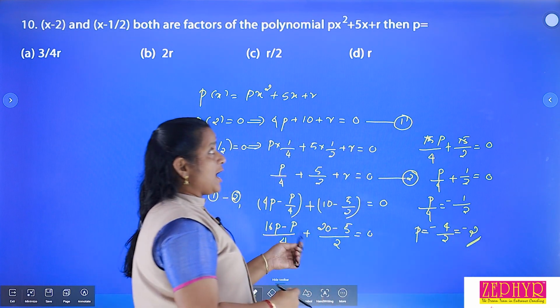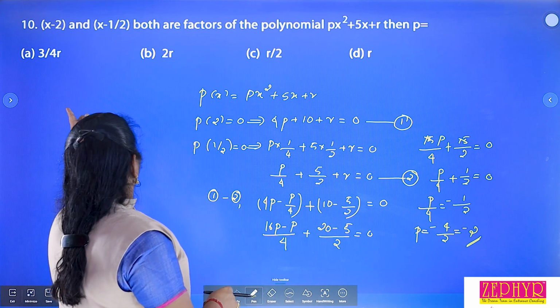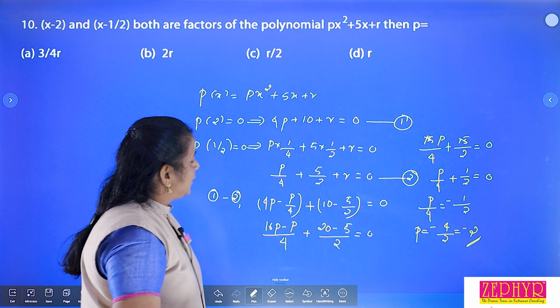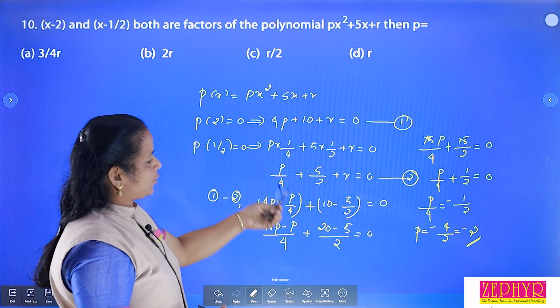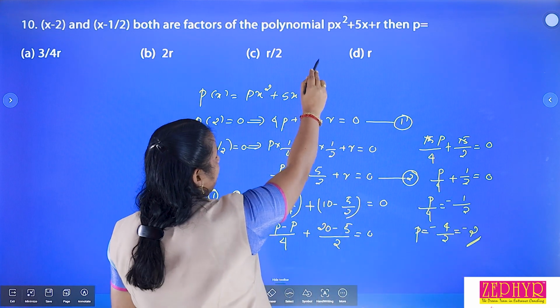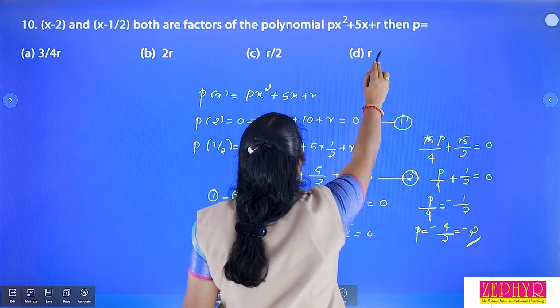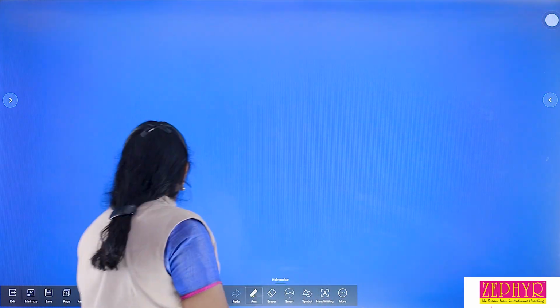We can eliminate r from these and find the value of p. But in this case, we could also denote this value in terms of r. Then we can solve using this equation to find the value. p is equal to minus 2. Then substitute the value here, and we find r in terms of p. So that's the answer. Okay, the next question.